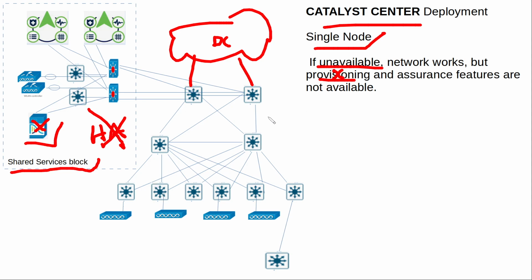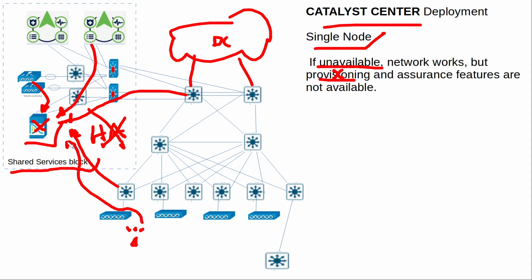Remember that with an SD-Access network, we are continuously sending telemetry information from our network devices into the Catalyst Center. So if the Catalyst Center is unavailable, there is no way to store this information, so you will not have assurance.